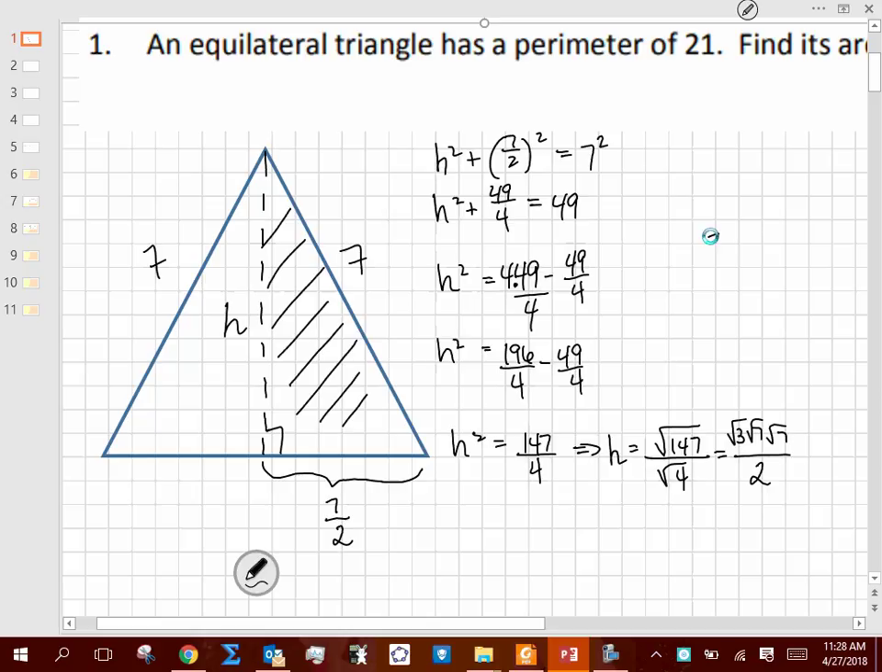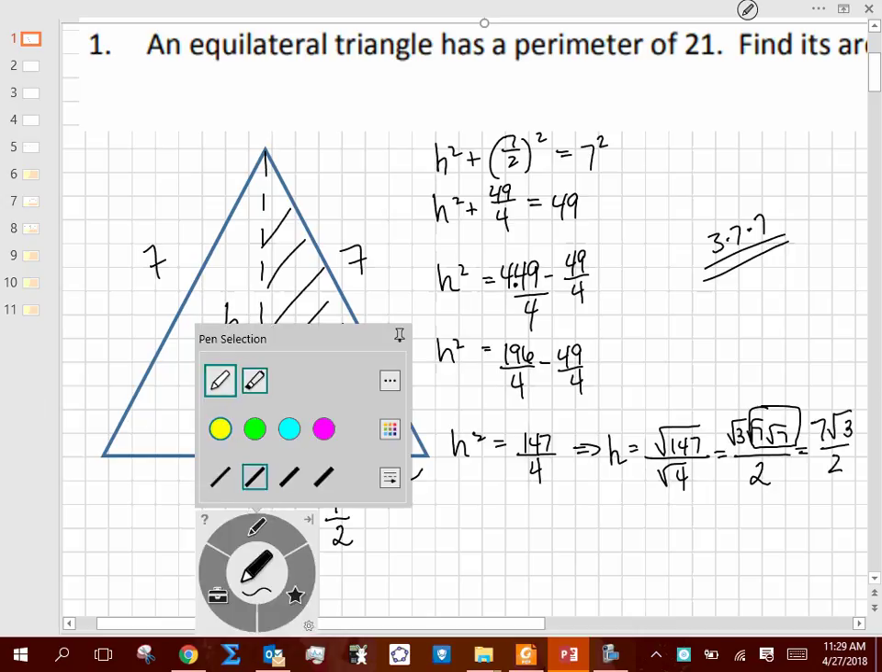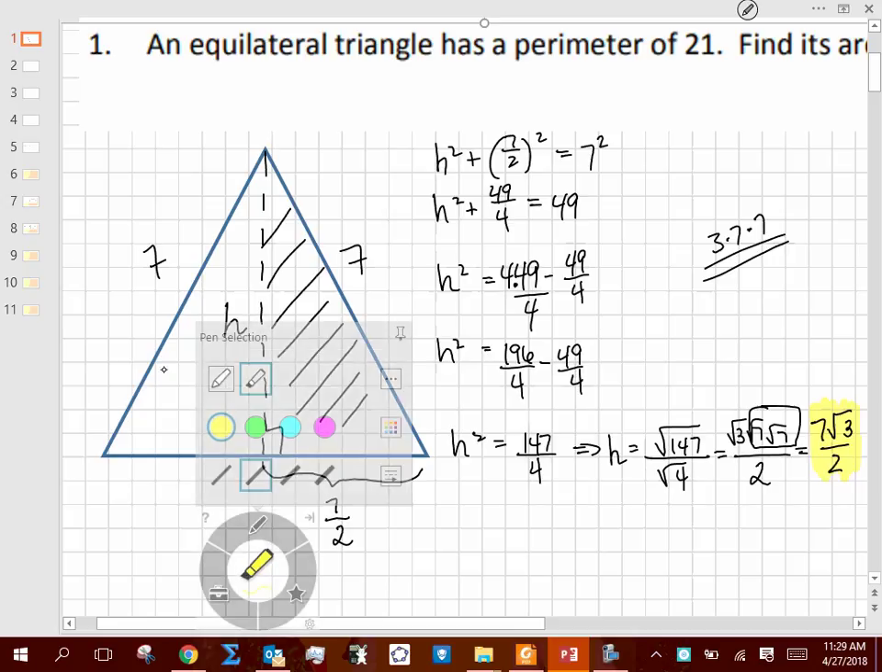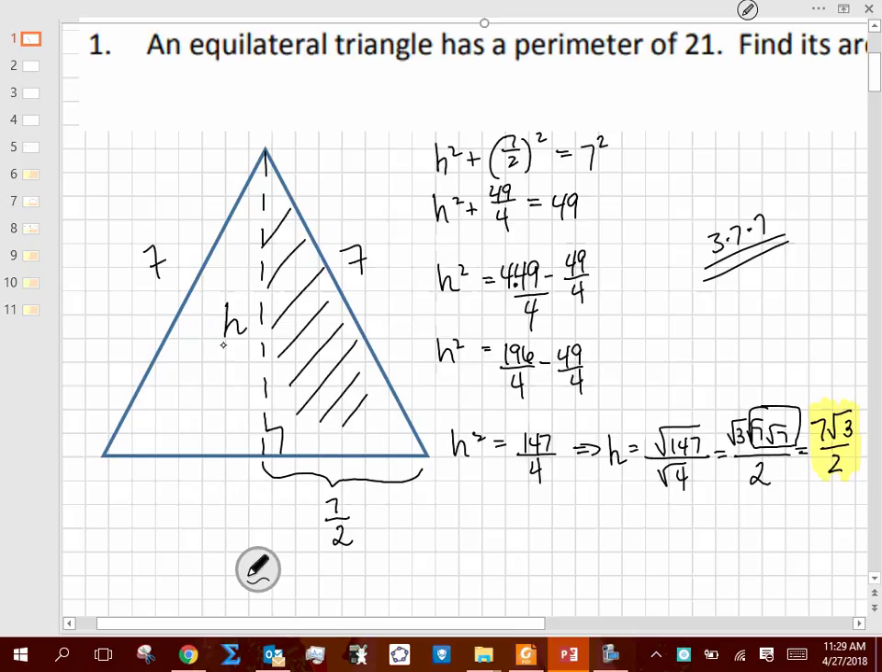Is 3 times 7 times 7 still 147? Yes. Why would I write it this way? What's going to happen right there? Yeah, that's a radical 49, so that comes out as a 7, left with radical 3 over 2. That thing right there is h. That's your altitude. 7 radical 3 over 2.